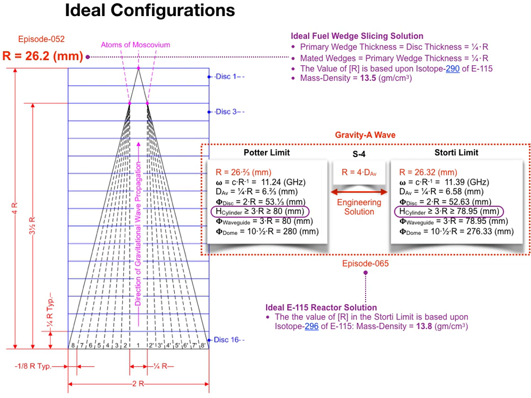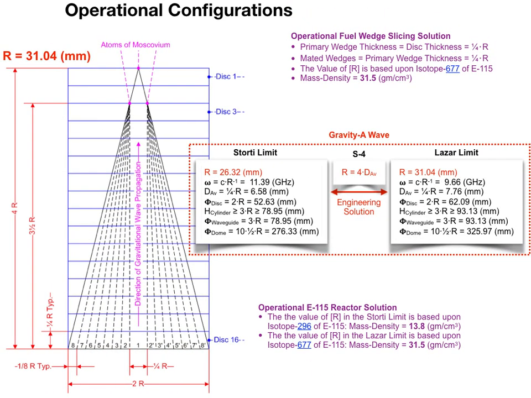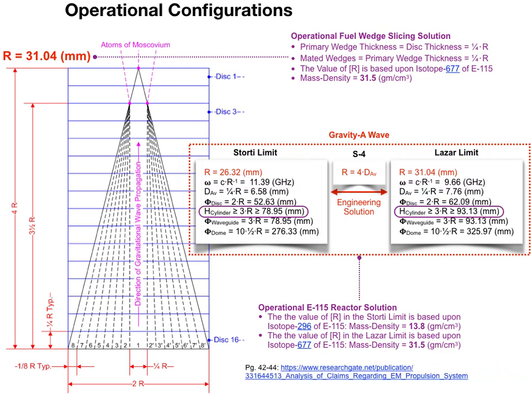Okay, let's now look at operational configurations. We're going to look at two operational limits, the Storti limit and what we shall call the Lazar limit. The Storti limit has already been defined, so we only need to define the Lazar limit. To do this, we shall reverse engineer Bob Lazar's endorsed element 115 mass density of 31.5 grams per centimetre cubed. You can find the link to the reverse engineering solution algorithm at the bottom of the slide.